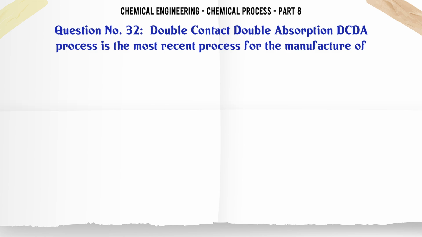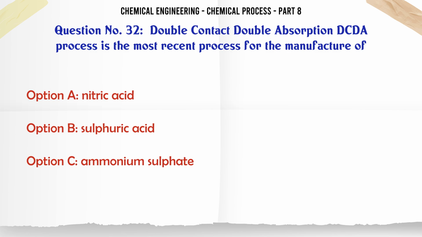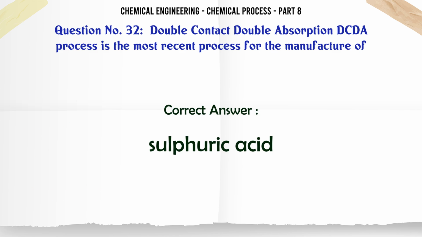Double contact double absorption, DCDA, process is the most recent process for the manufacture of A. Nitric acid. B. Sulphuric acid. C. Ammonium sulfate. D. Hydrochloric acid. The correct answer is sulphuric acid.